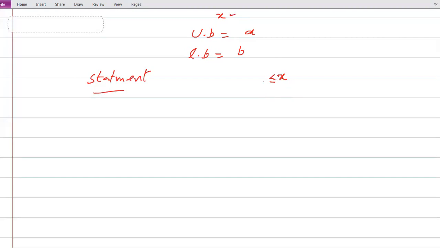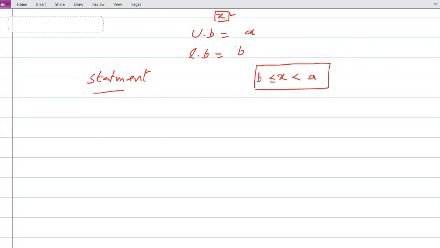I will say x is greater than or equal to the lower bound, always, while it is strictly less than the upper bound. This is called the statement about the number. So if you are asked about the statement about the number, for example, if a number x is given and you are asked to write the statement about the number x, then what you have to do is find the upper bound and lower bound of the number and then write this.